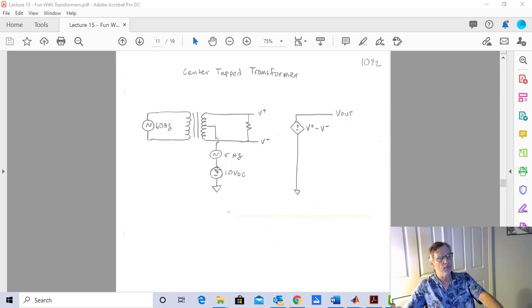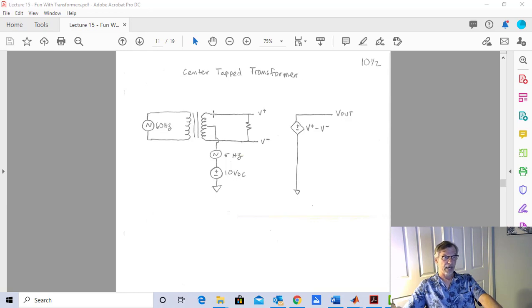Well, I have 10 volts here, and let's forget about this 5 hertz for a while. 10 volts here, and there's no return path. So that means there's no current flowing here. And this is an inductor, so it has no voltage across it at DC.